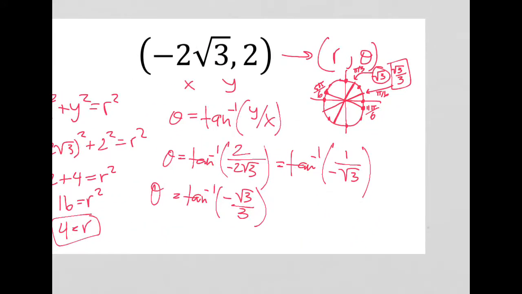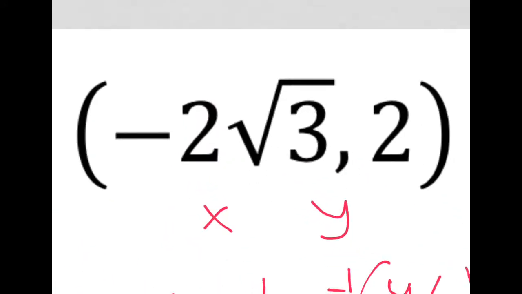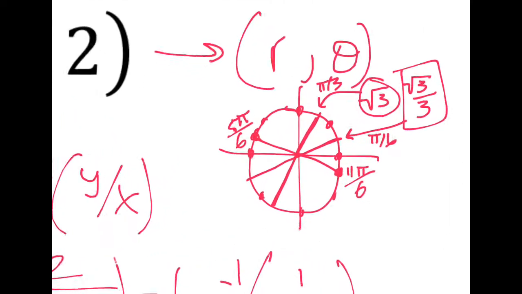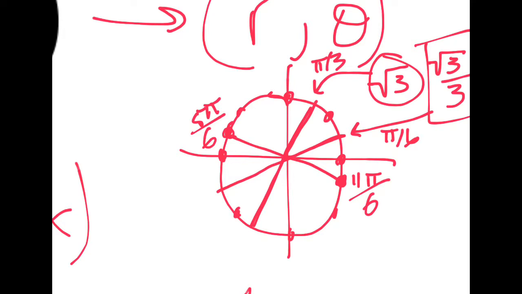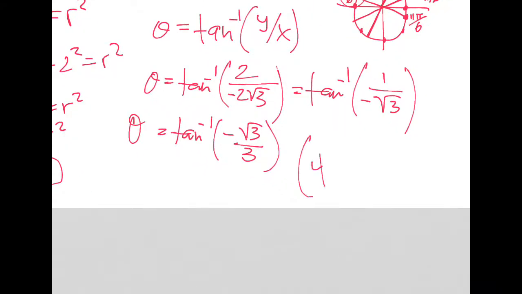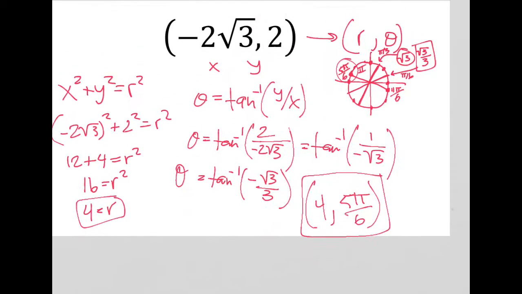How do I know which one? Well, you got to look at that original point. Notice x is negative and y is positive. If x is negative and y is positive, which quadrant are you in? Well, you are in the second quadrant right here. And so our angle has to be 5 pi over 6. So we get our point 4, 5 pi over 6. And if you take this the other direction, you should hopefully end up with those same x, y values as we started with. So there you have it. Let's move on to our next step.